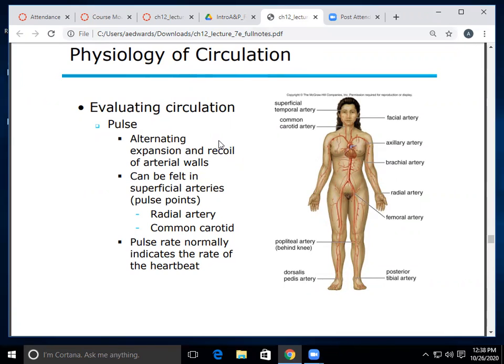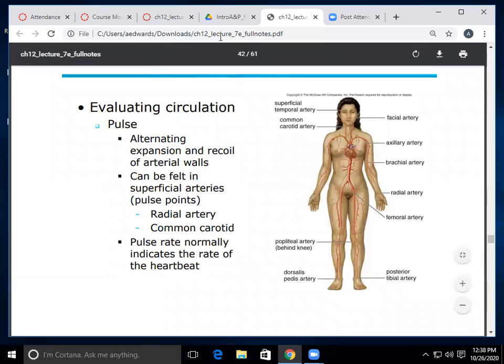Okay, so what is happening during that time? Well, you have this alternating cycle of expansion and then recoil of the walls in your arteries. And it's actually palpable, which basically means you can feel it in the more superficial arteries, the ones that are closer to the skin.